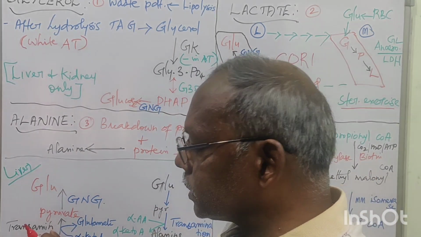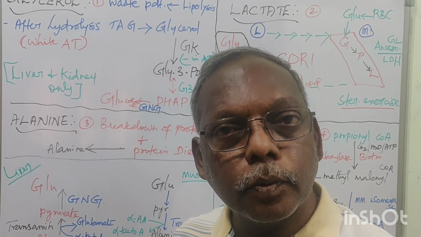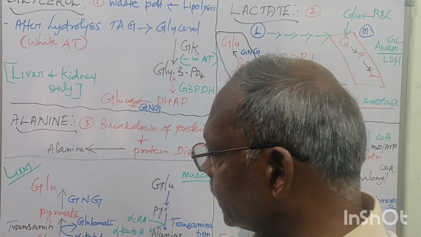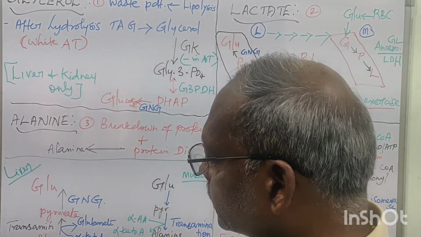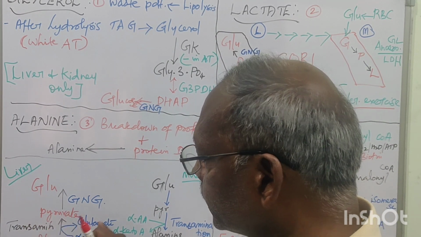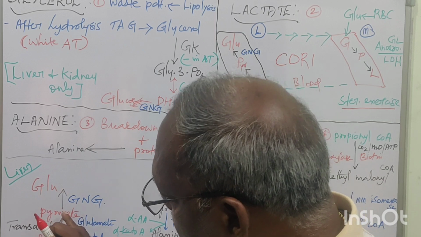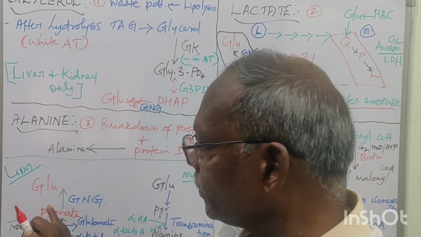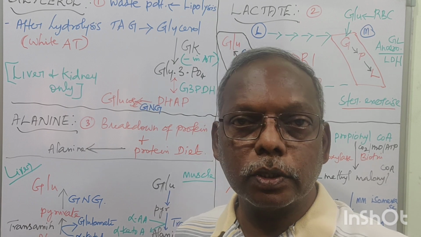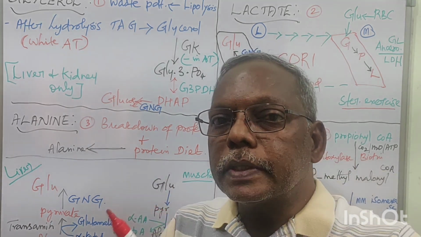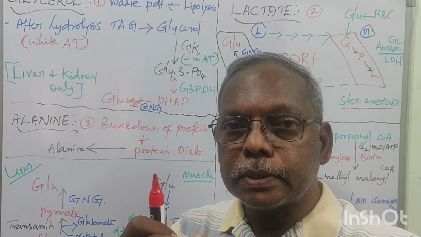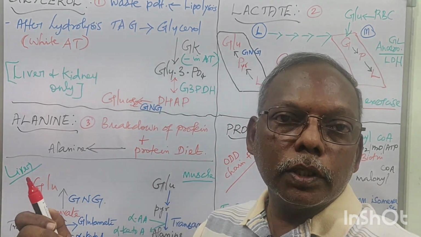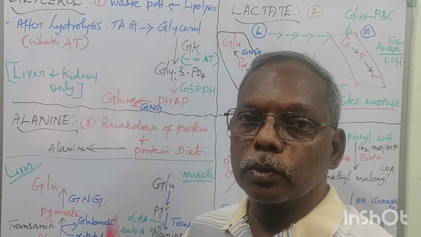This alanine enters into the liver. Why? Again they will go for a transamination reaction, that is, alpha keto acid combined with alanine produces pyruvate and glutamate. This pyruvate again enters into the gluconeogenesis pathway and finally produces glucose. So our concept is, with the available non-carbohydrate substances, try to bring them into the gluconeogenesis pathway, which finally produces glucose.